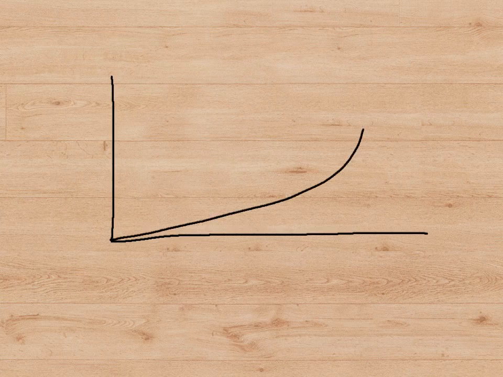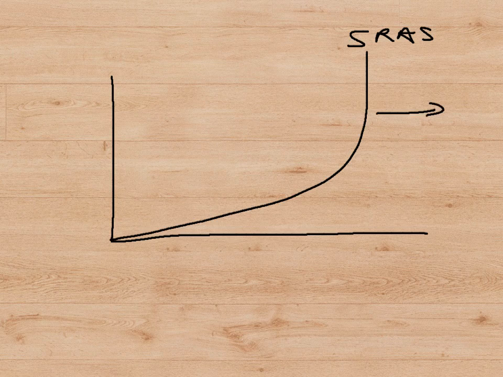So overall, we have now explained the shape of the SRAS curve, the short-run aggregate supply curve. In the next presentation, we're going to see what causes this curve to shift to the right or shift to the left.